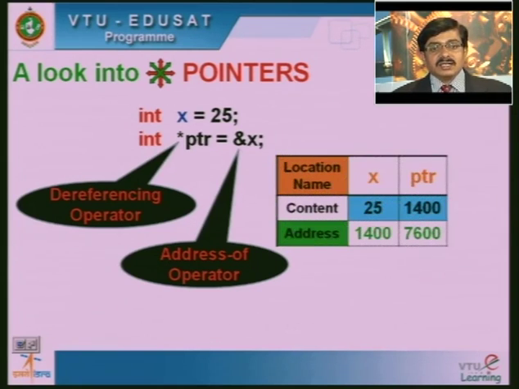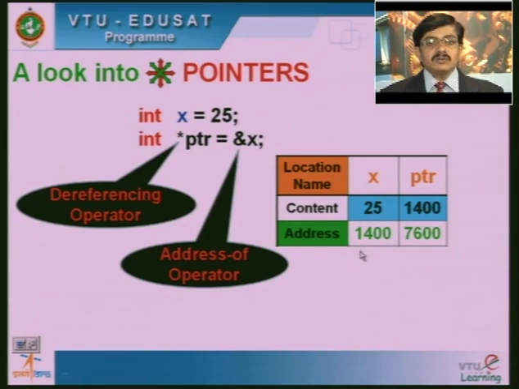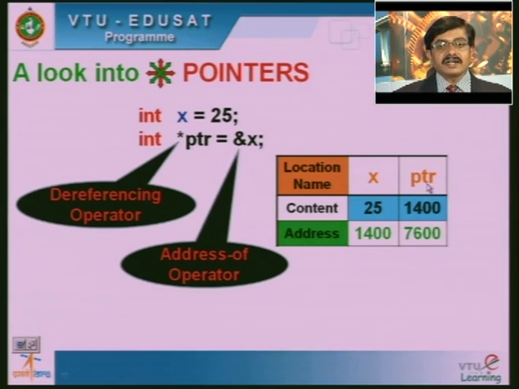Fine. So here the value of x is 25. Assume that x is given a memory location at 1400. I am assuming this address, but it could be something else when you execute the program. But here I am assuming x is located at memory address 1400. Then the pointer is holding the address of x. ptr is a variable which is holding the address of x. See that it is not a normal variable, rather it is a pointer variable. Since it is holding the address of x, the content of ptr is 1400, which is the address of x. Since ptr itself is a variable, it also gets stored in some memory location.